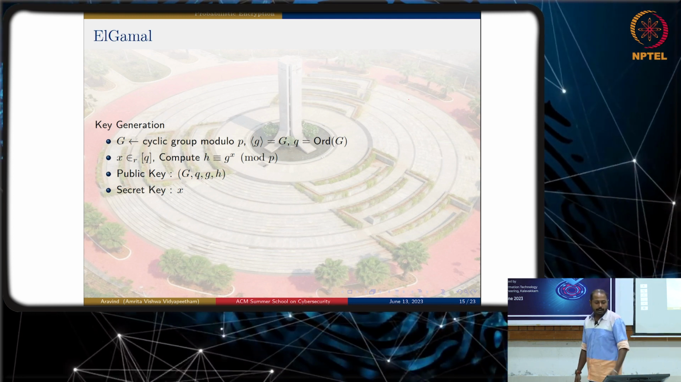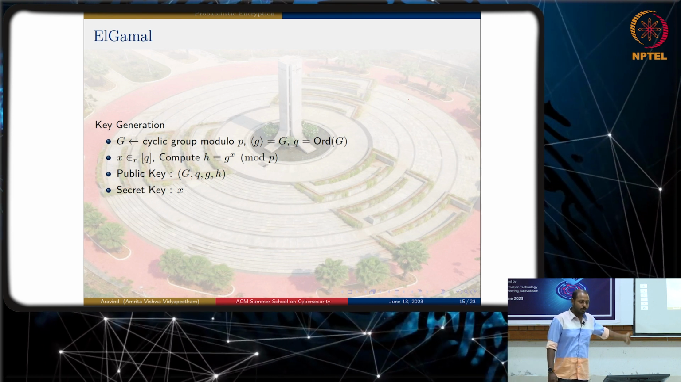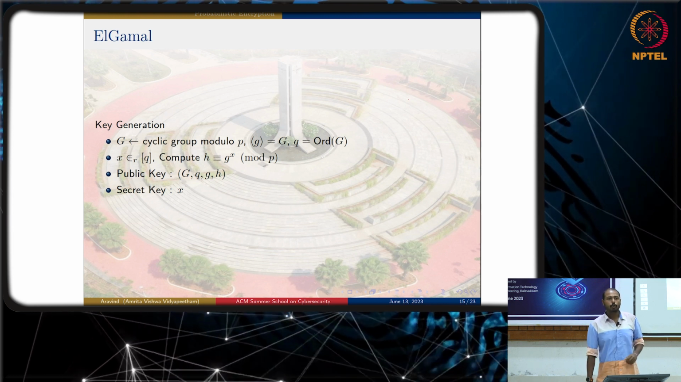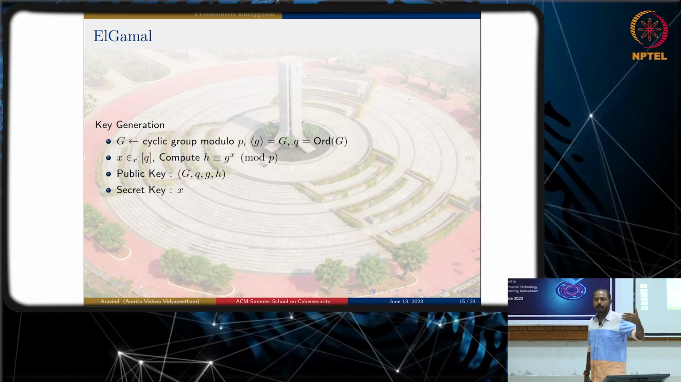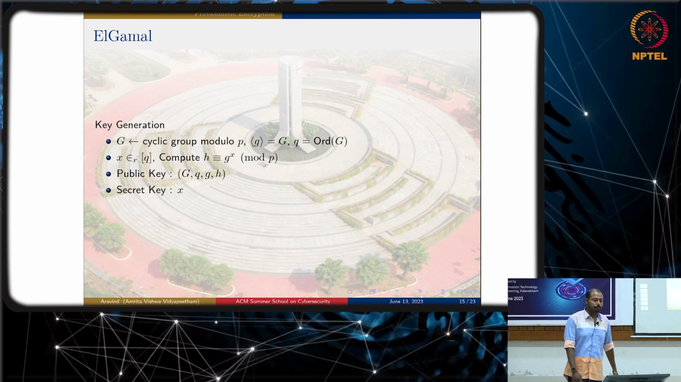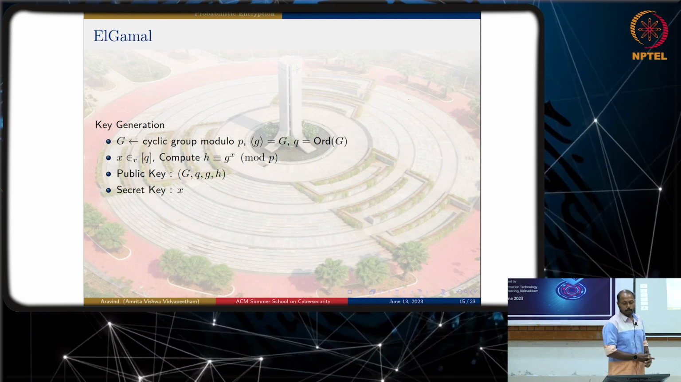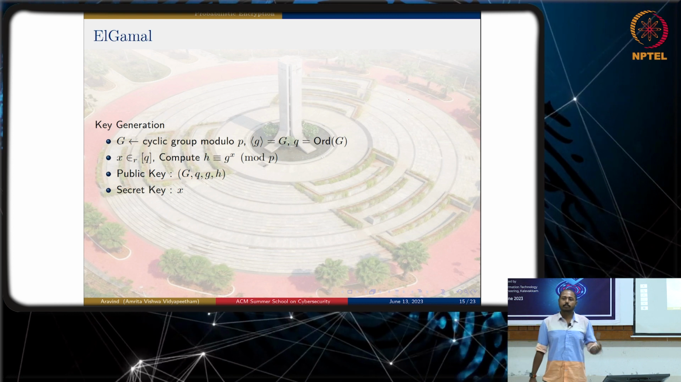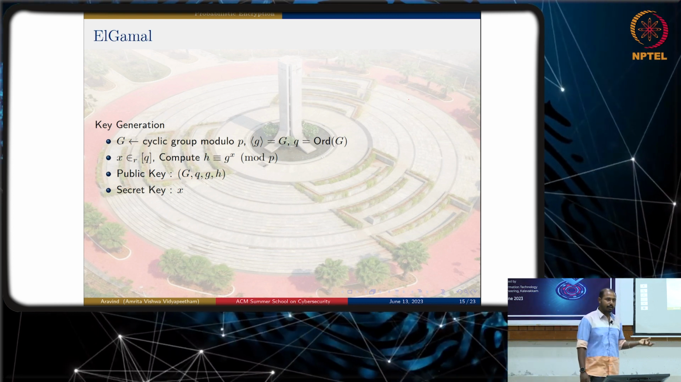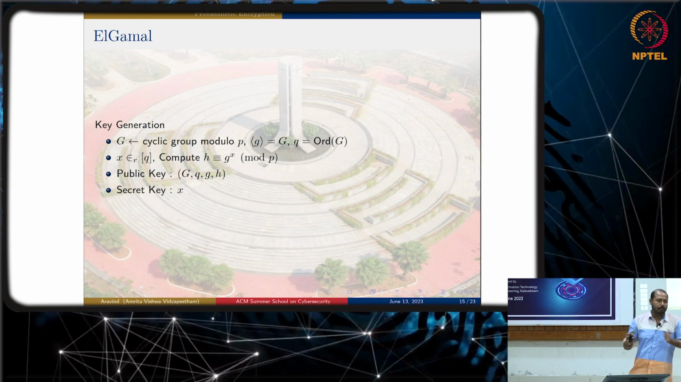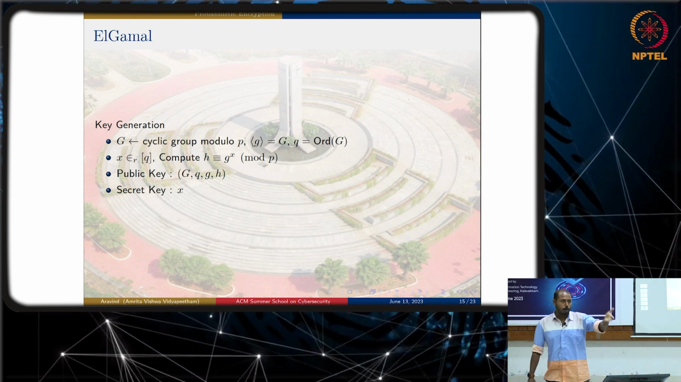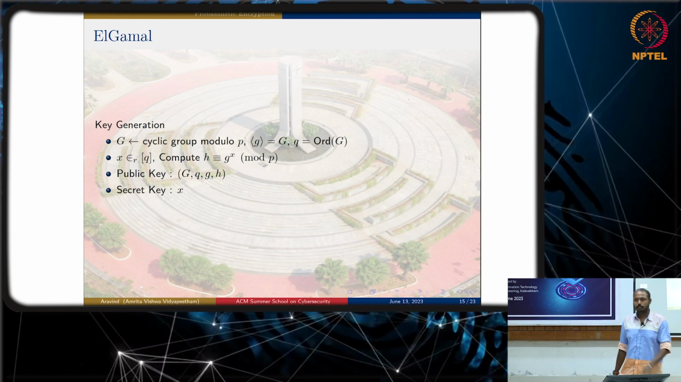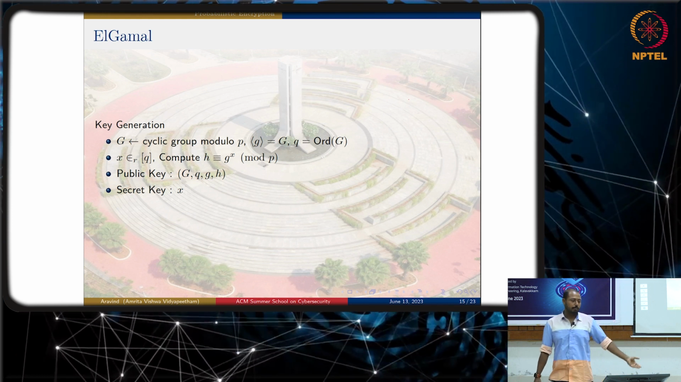Now I will be choosing an x from 0, 1, 2, 3, etc. up to q minus 1. I will be computing h equal to g power x modulo p. Similar to Diffie-Hellman, this will be my public information. The public key will be the group G, the value Q, the value G as well as the value h. Unlike the Diffie-Hellman thing, this is not known to everybody. When you are asking for a public key, this will be taken as a package: the group, the prime we are operating on, the generator, as well as the public key of the user. And the secret key will be x, similar to Diffie-Hellman.